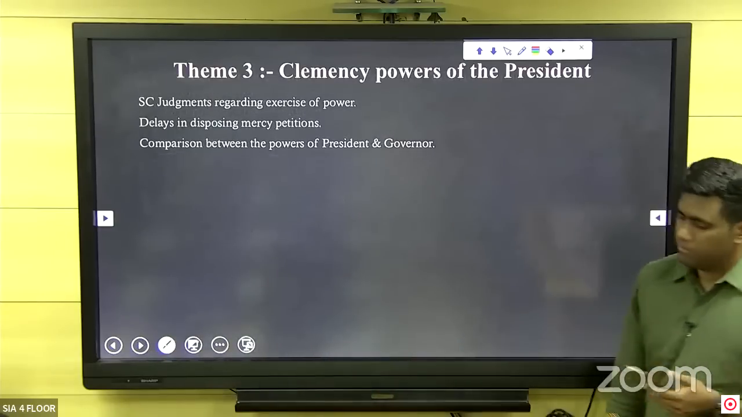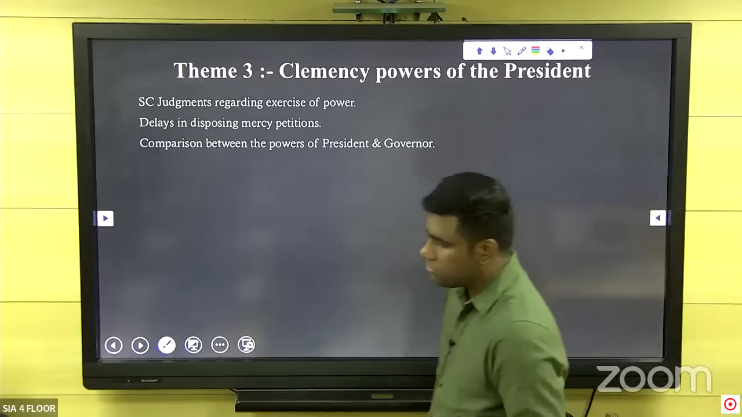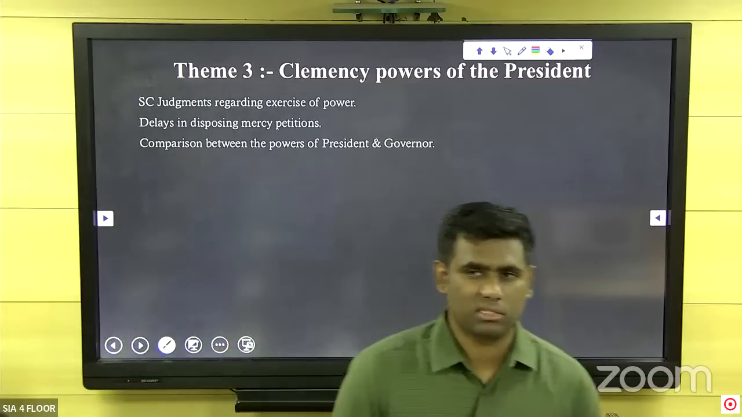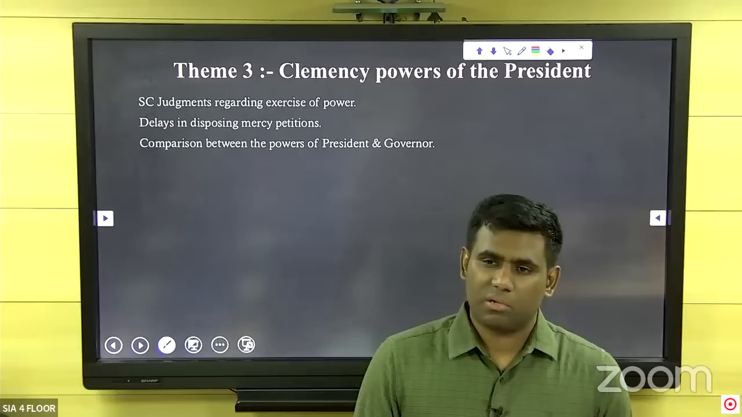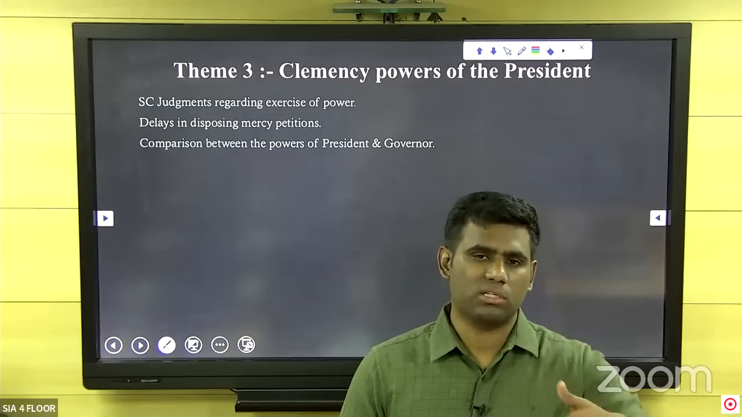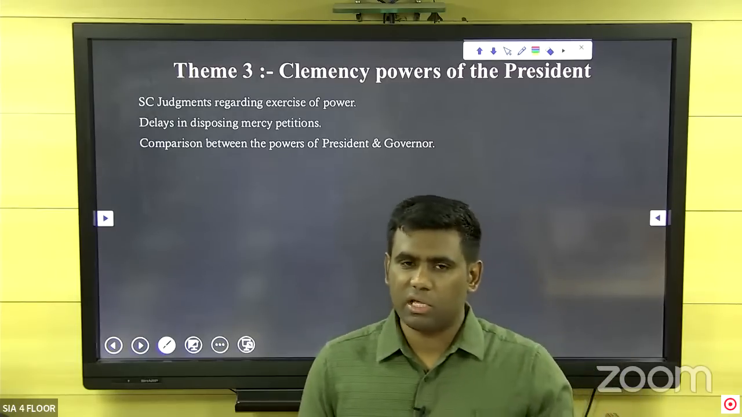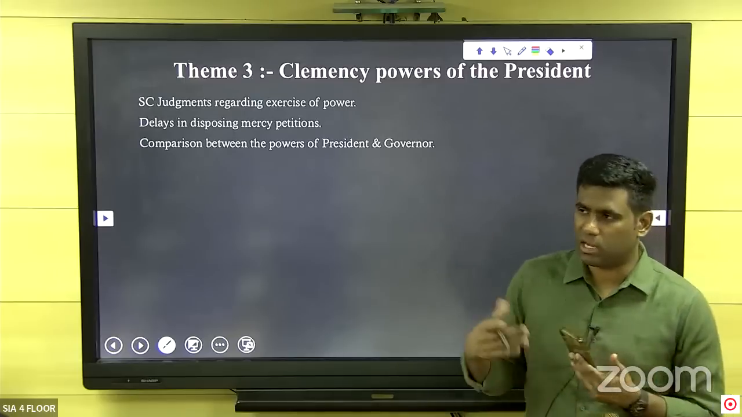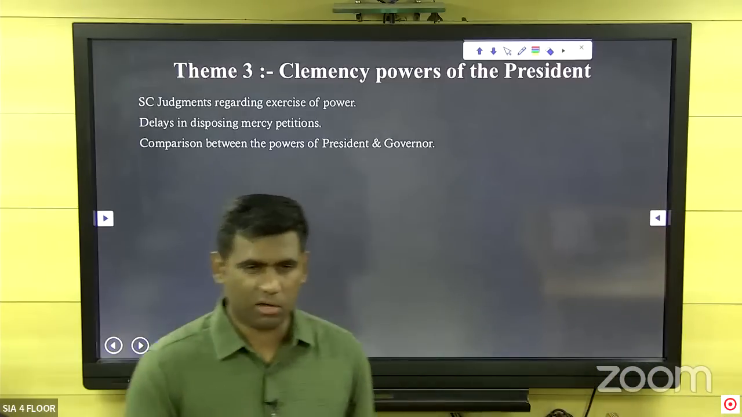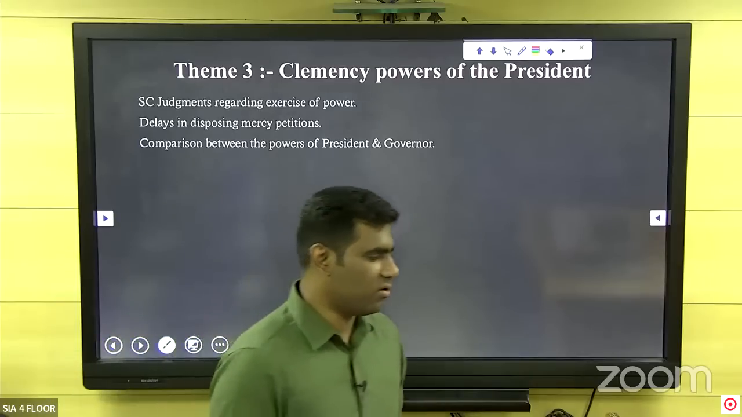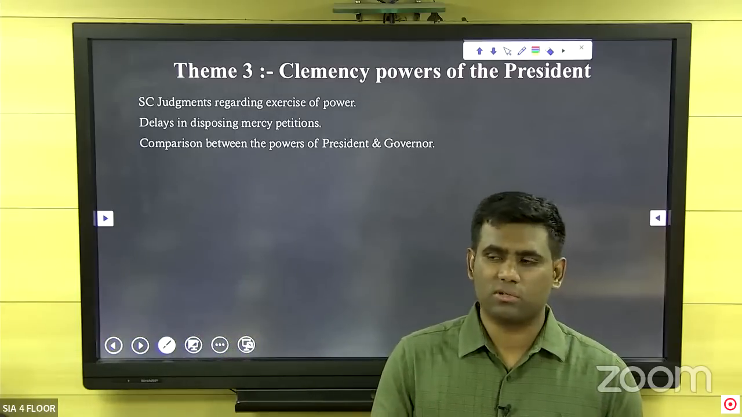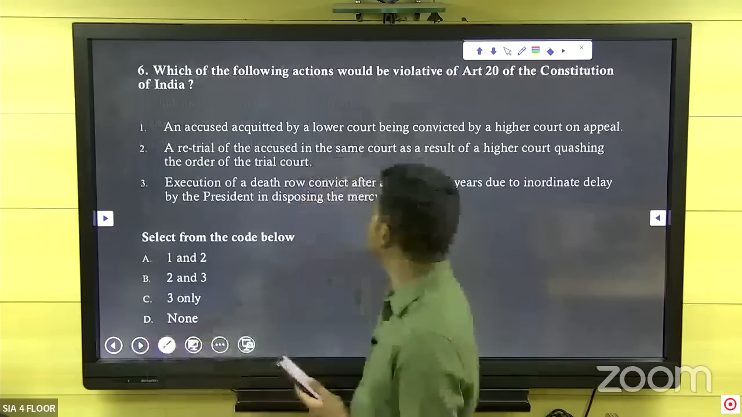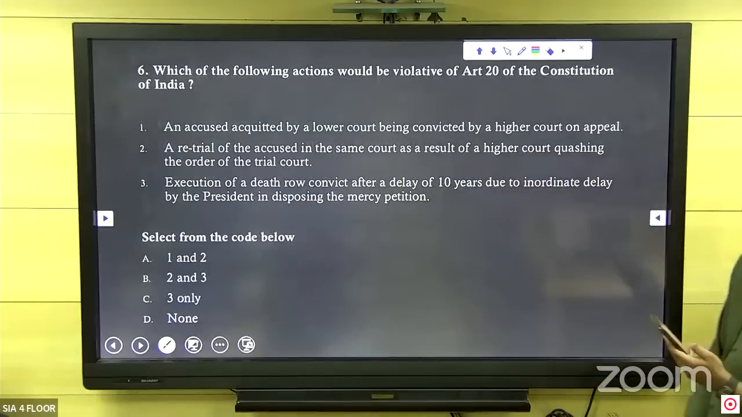The next theme is about the clemency powers of the President. We have had a lot of issues with respect to the Rajiv Gandhi assassins, the Perarivalan case, where the President was delaying disposing of the mercy petition. The Supreme Court had to intervene and rectify the injustice. Finally, the Supreme Court used its powers under Article 142 and let Perarivalan go free. So this sparks a debate on the correct use of the President's clemency powers. Based on that, a few questions have been chosen. Let's see if you can get this answer right.